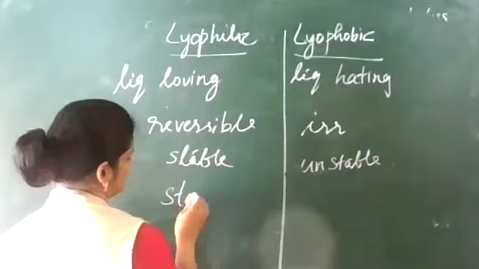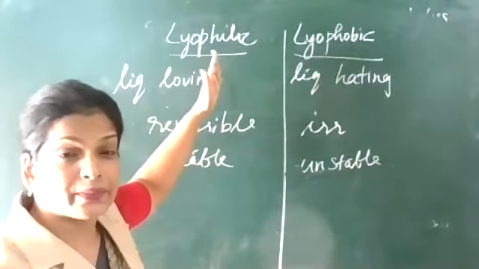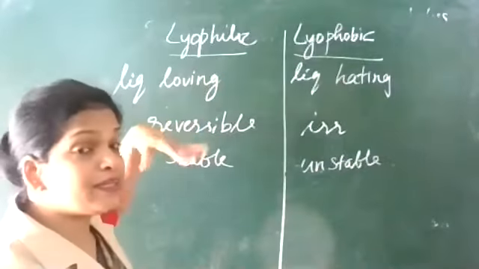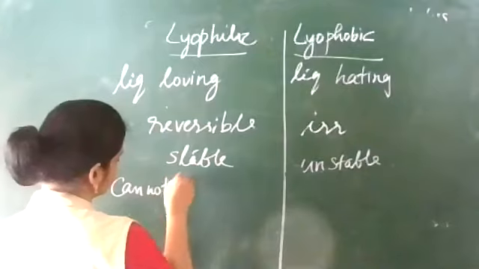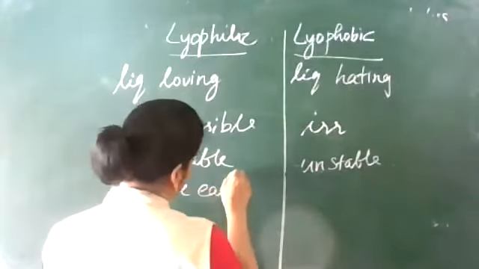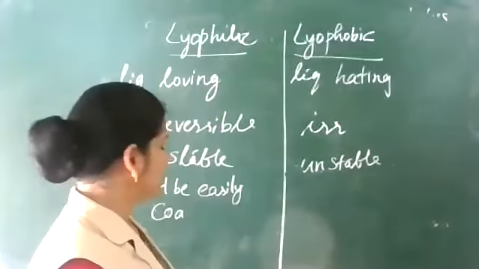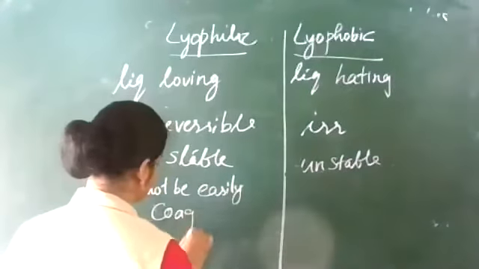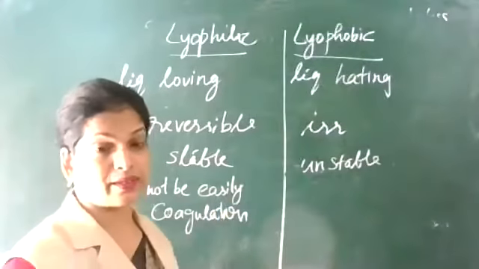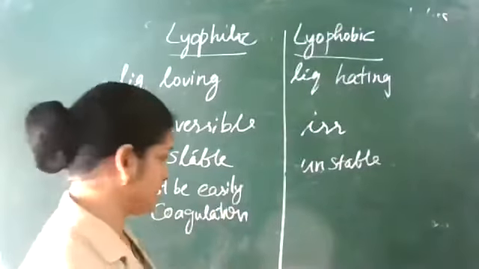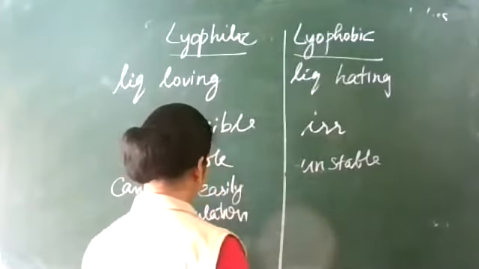Example, and this cannot be easily coagulated. You cannot settle down the particles easily. Settling down of the particles is called coagulation. Coagulation, or another word, flocculation or coalescence. All have the same meaning.